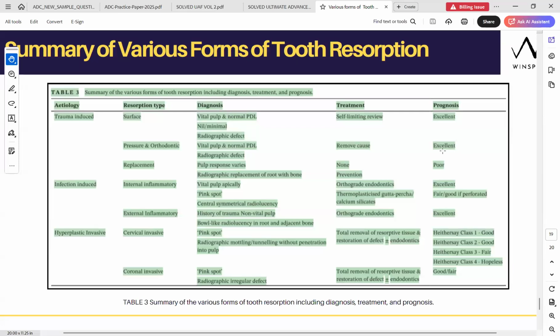Prognosis is usually excellent because upon cessation of ortho treatment, it arrests. Upon removal of cyst and tumor, it completely arrests. Clear for everyone? That was for the trauma induced.